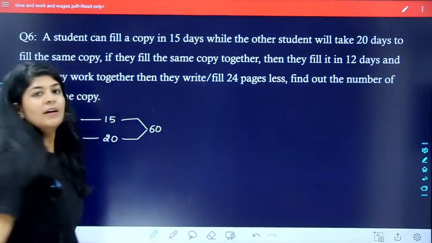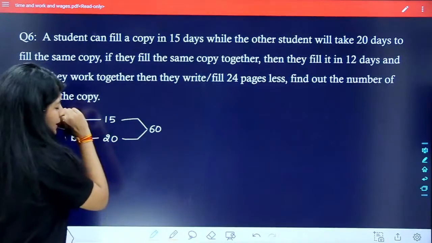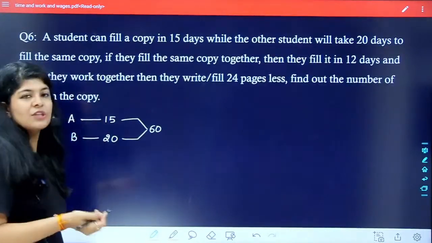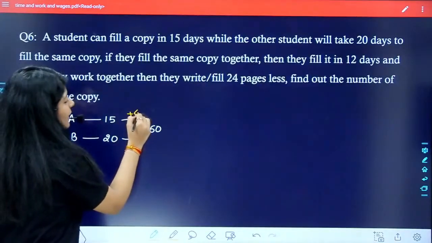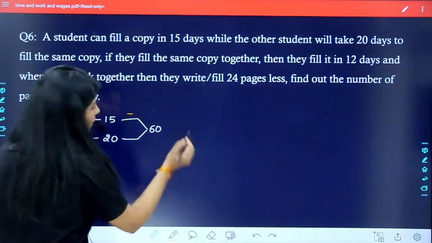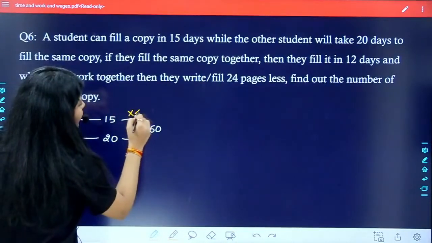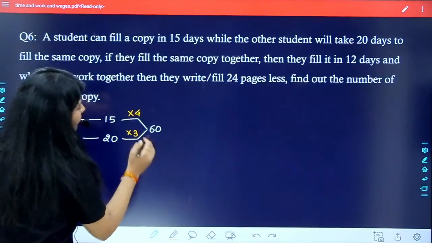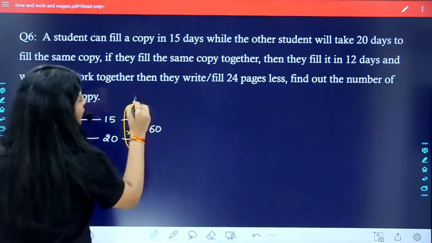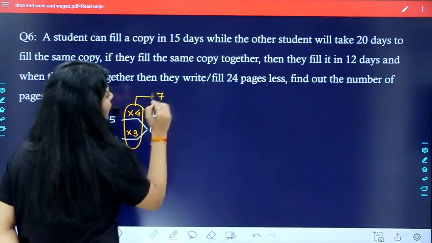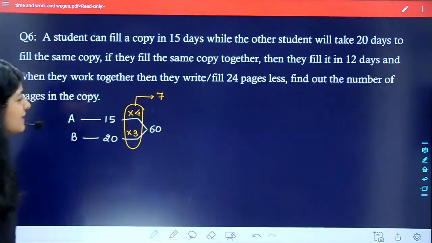If the LCM is 60, then we have to find the efficiency of the individuals, A and B. Here we can say that A's efficiency is 4 and B's is 3. So I can say that the total efficiency over here is 7.